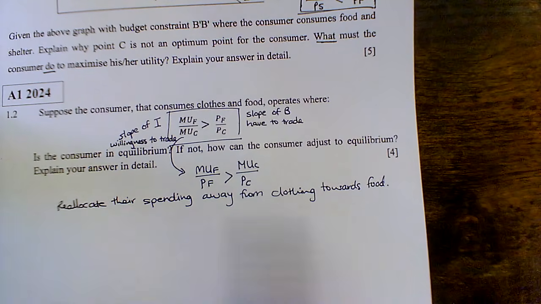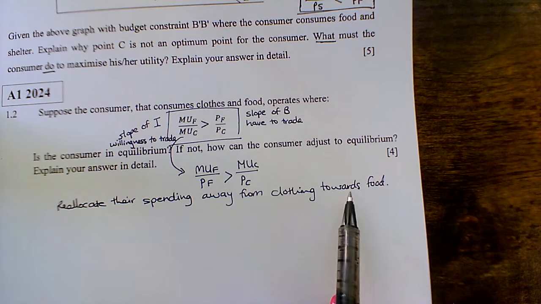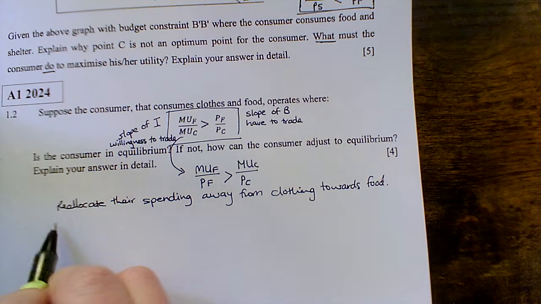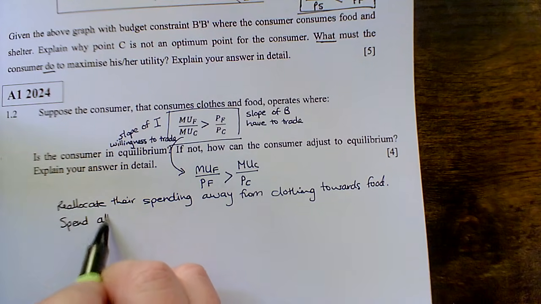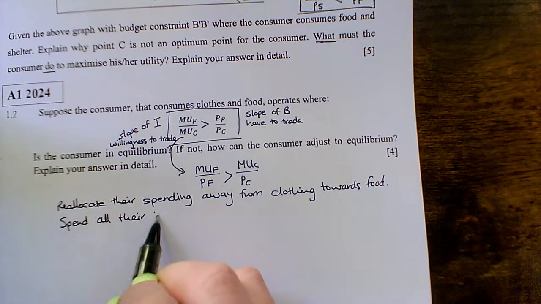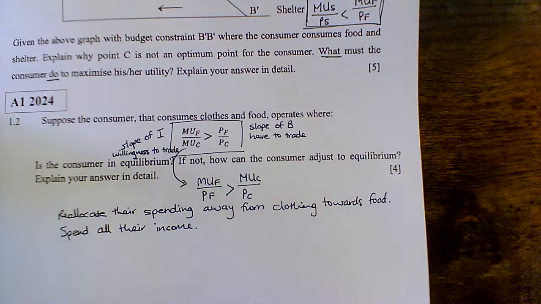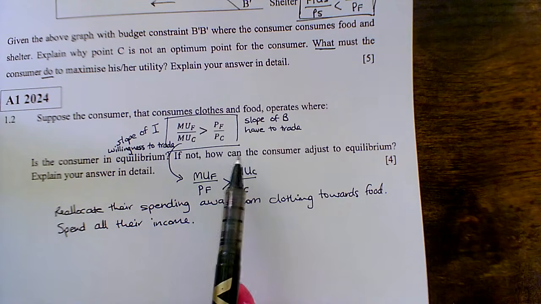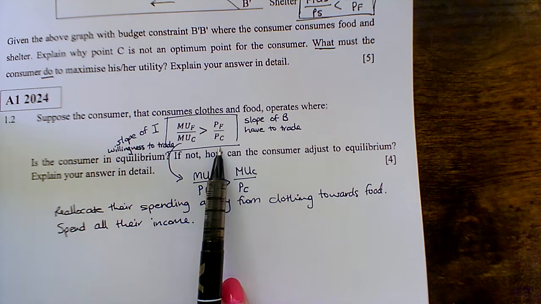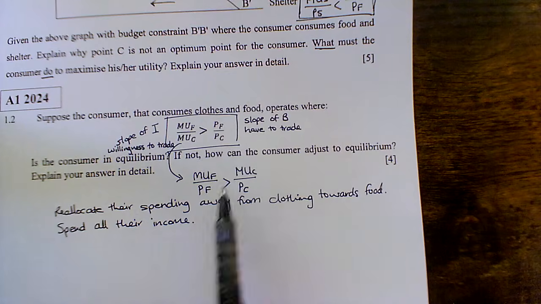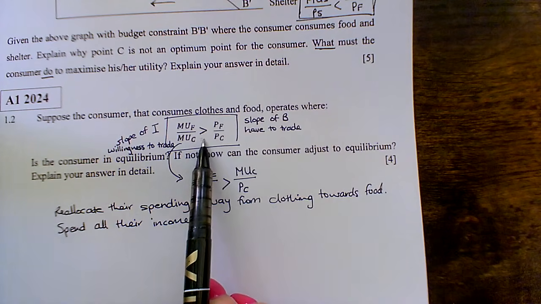So this is how they need to go back to equilibrium. Again, they also need to make sure that they are spending all their income. So in this question, we're only dealing with the one condition. So this implies definitely there is not an equilibrium, because for equilibrium, these two things need to be equal.